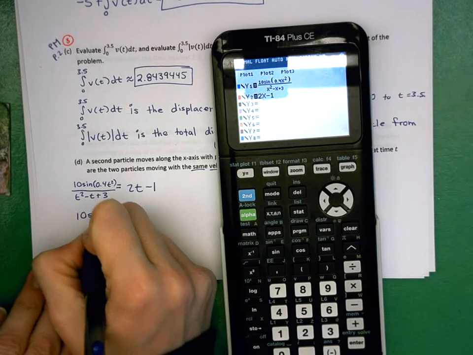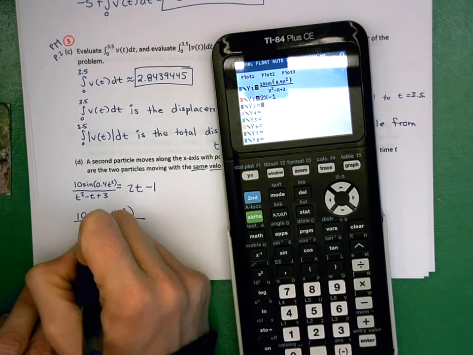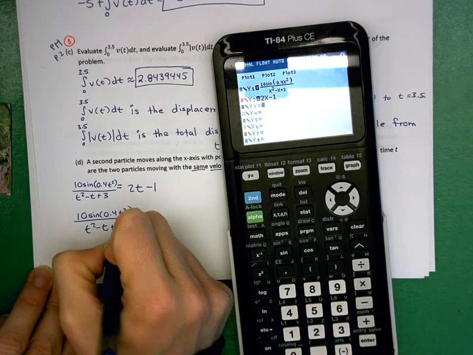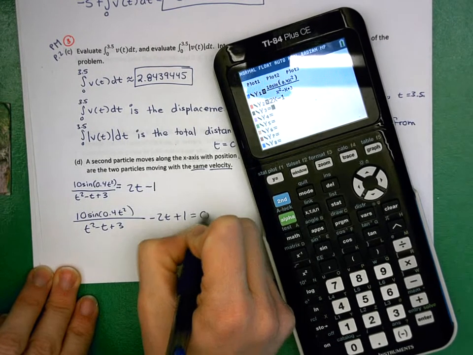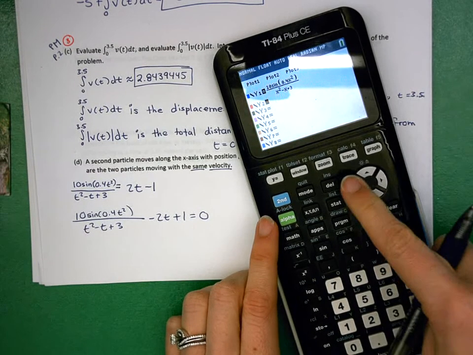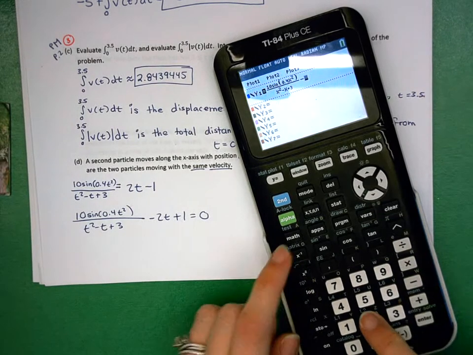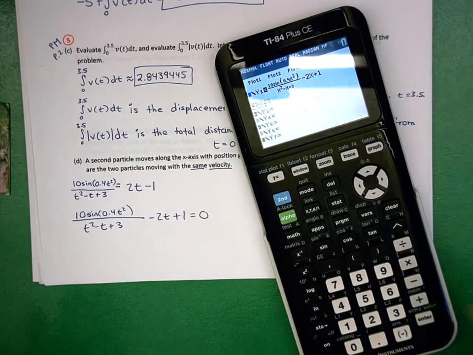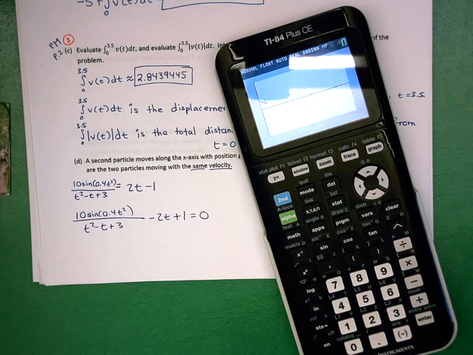So 0.4 t squared over t squared minus t plus 3 minus 2t plus 1. And you could plug that entire function into your calculator. So coming back up here, minus 2t plus 1, and you could graph that and you could see where it equals 0. Where does it touch the x-axis? You could calculate zeros there.